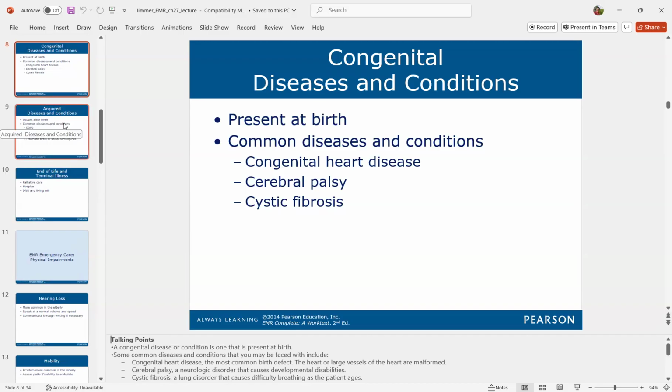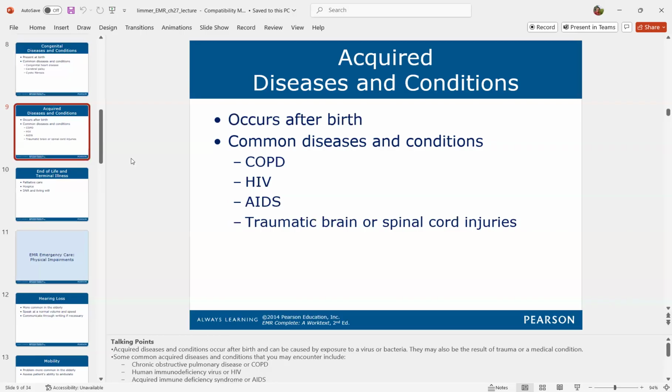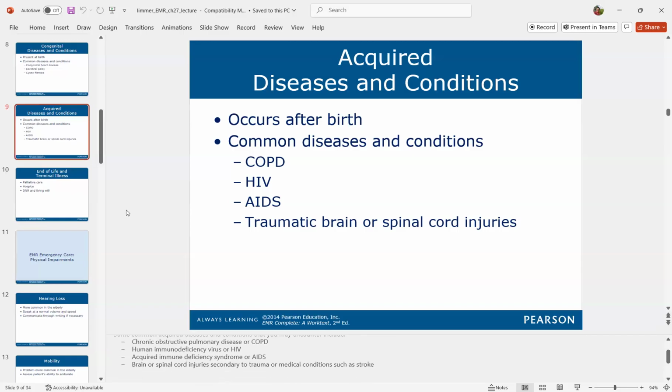So that's congenital. Acquired diseases occur after birth and can be caused by exposure to a virus or bacteria. They might also be caused by trauma or a medical condition. Some common acquired diseases and conditions that you'll see out there are chronic obstructive pulmonary disease, that's COPD. Essentially, that's chronic bronchitis and emphysema. Human immunodeficiency virus, or HIV, acquired immune deficiency syndrome, that's AIDS, and then brain or spinal cord injuries secondary to trauma or medical conditions like stroke.